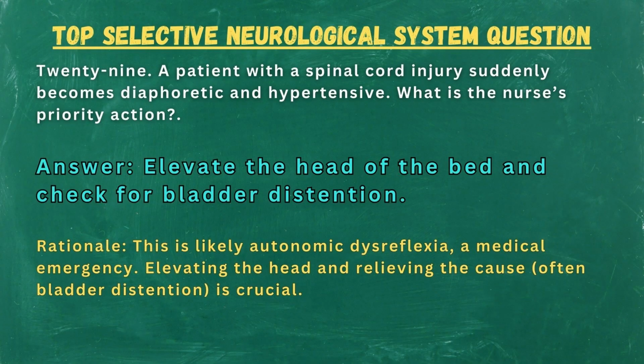29. A patient with a spinal cord injury suddenly becomes diaphoretic and hypertensive. What is the nurse's priority action? Answer. Elevate the head of the bed and check for bladder distension. Rationale. This is likely autonomic dysreflexia, a medical emergency. Elevating the head and relieving the cause, often bladder distension, is crucial.